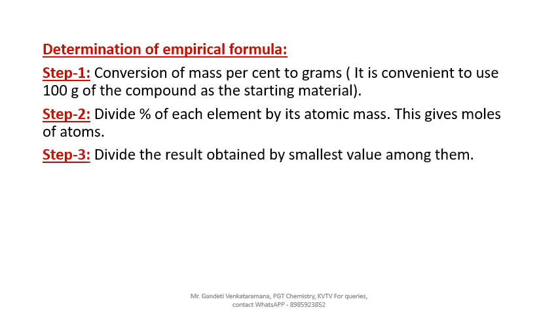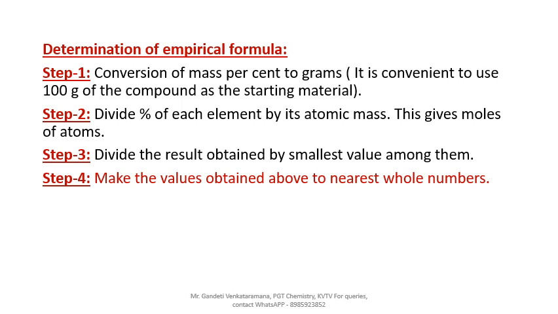Step 3: divide the result obtained by the smallest value among them. We will see an example next, then you can understand very easily. No need to bother about steps 1, 2, 3, 4 and 5, just go through the steps. Step 4: make the values obtained above the nearest whole numbers. For example, if you get 2.01, it should be taken as 2 only. Otherwise, if you get 1.5, it is not allowed, so 1.5 is multiplied by 2 and becomes 3.